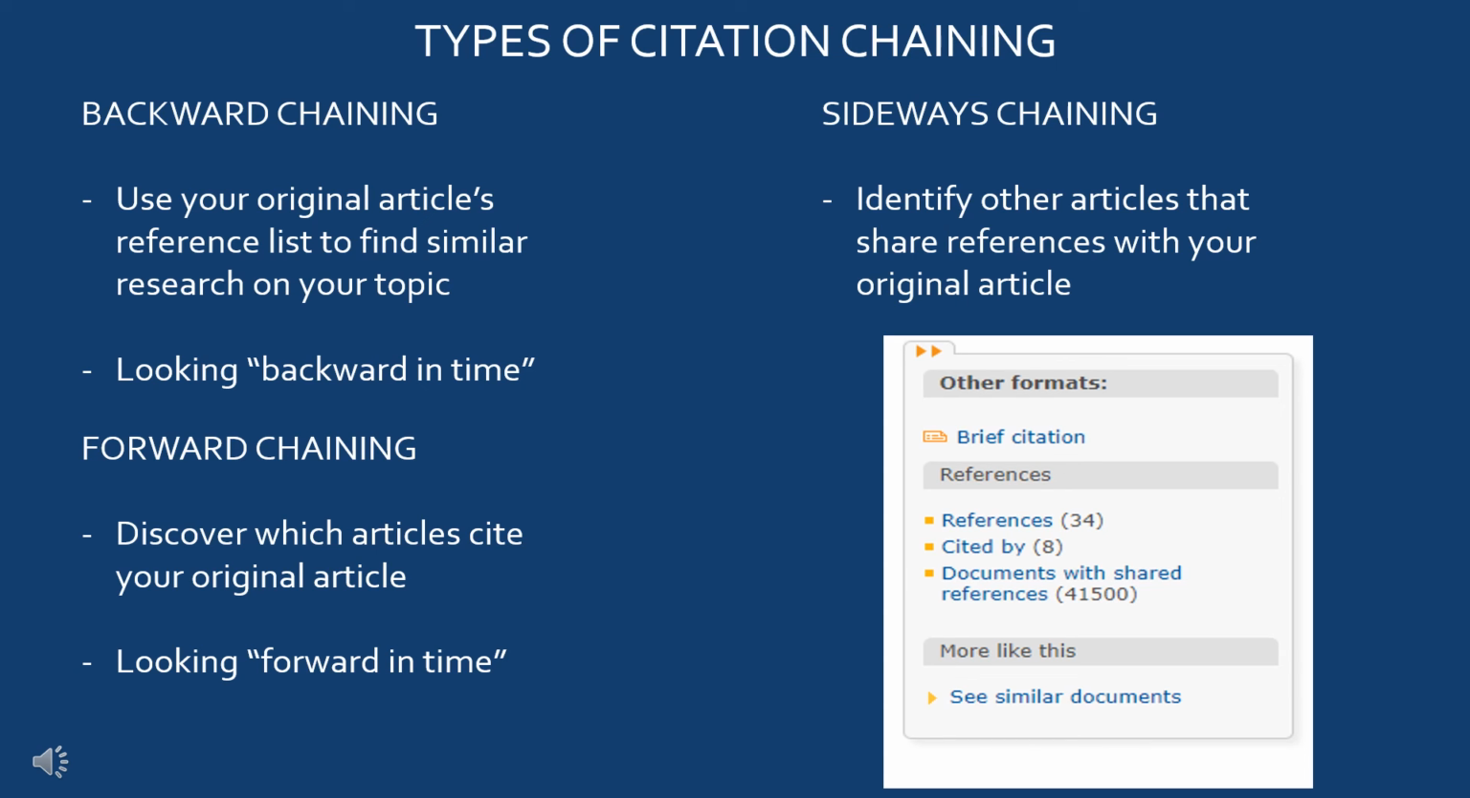Whatever type of chaining you choose, the biggest advantage is that you don't have to rely on precision vocabulary. Once you find that great article, you can just follow the breadcrumbs in one direction or another to find more. Citation chaining can be a time-consuming process, but it is well worth the effort.